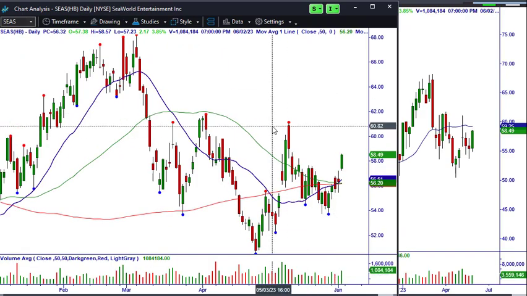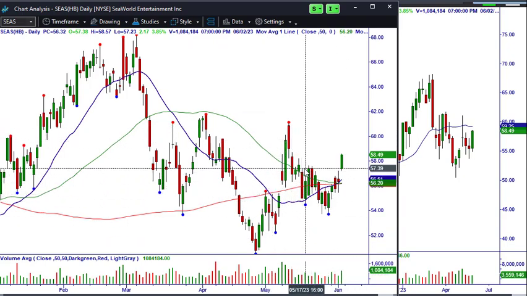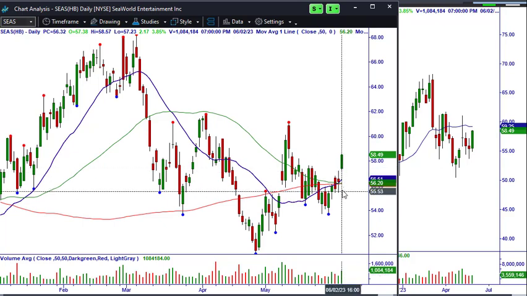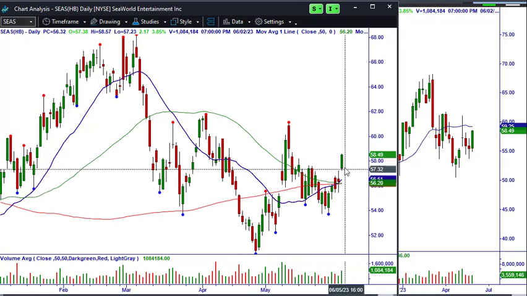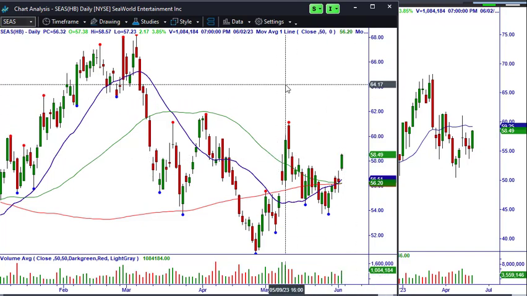SEAS. This is SeaWorld and the leisure, and it made this bullish turn. Look at all these converging moving averages. That says that's an inflection point, and Friday's bullish close suggests higher prices.